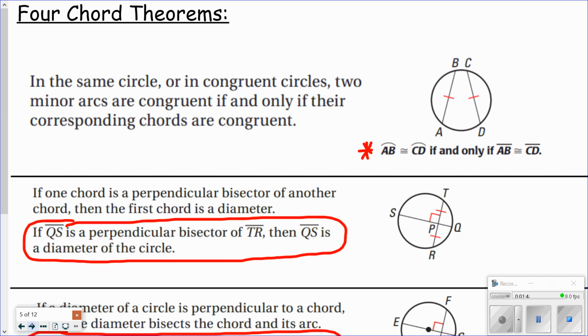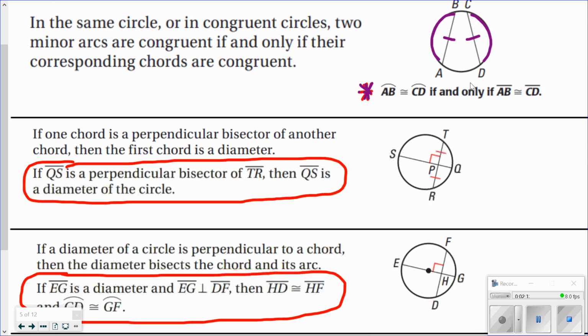For the Chords theorem, in the same circle or in congruent circles, two minor arcs are congruent if and only if their corresponding chords are congruent. So what's important here is the statement, which just says that arc AB and arc CD are congruent if these two segments are congruent.